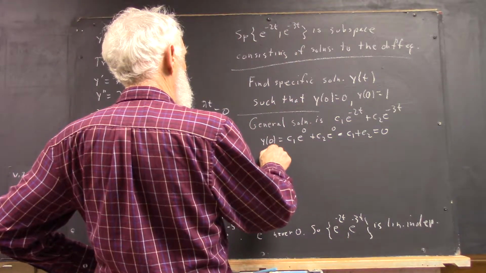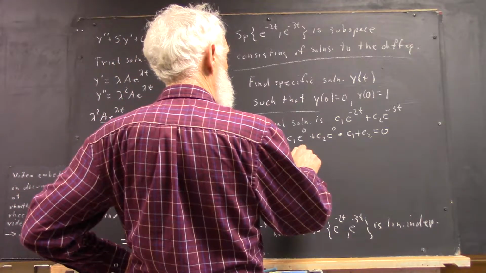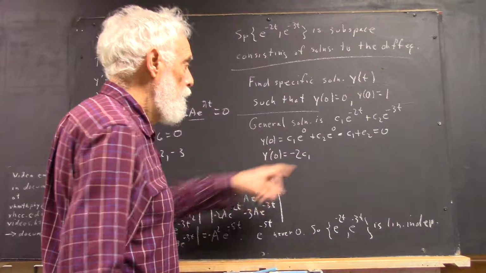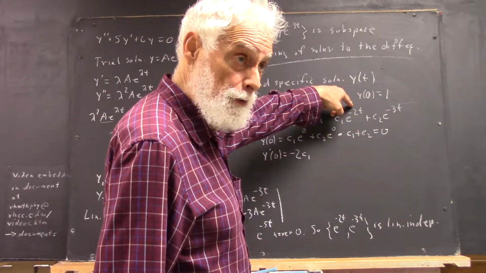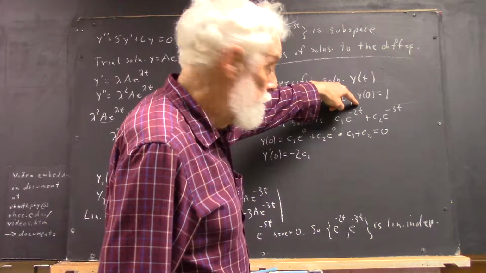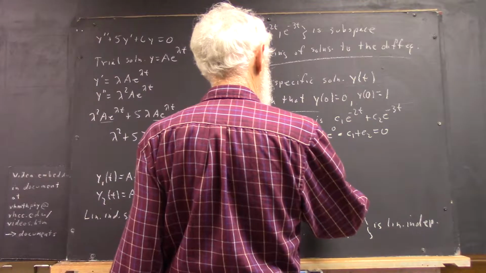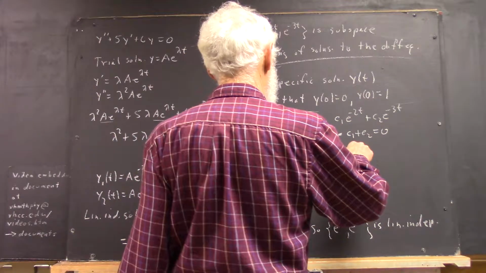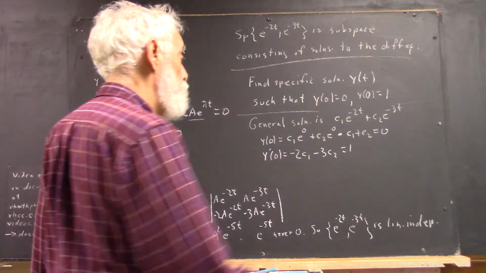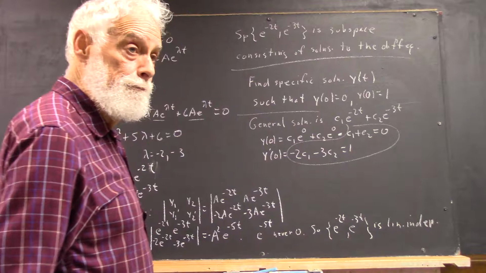And then y prime of 0 equals negative 2c1, because when you take this derivative, you get negative 2c1 e to the negative 2t. And e to the negative 2t is still 0, so you're going to get negative 2c1. And similarly over here, you're going to get minus 3c2. And that has to equal 1, giving you two simultaneous equations to solve for c1 and c2.